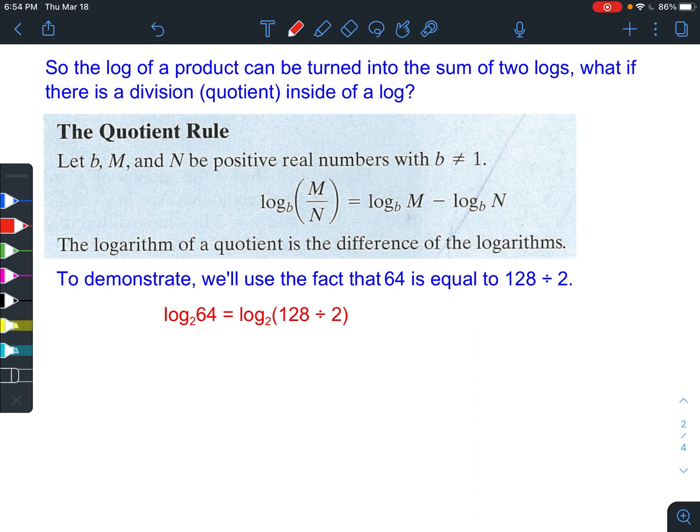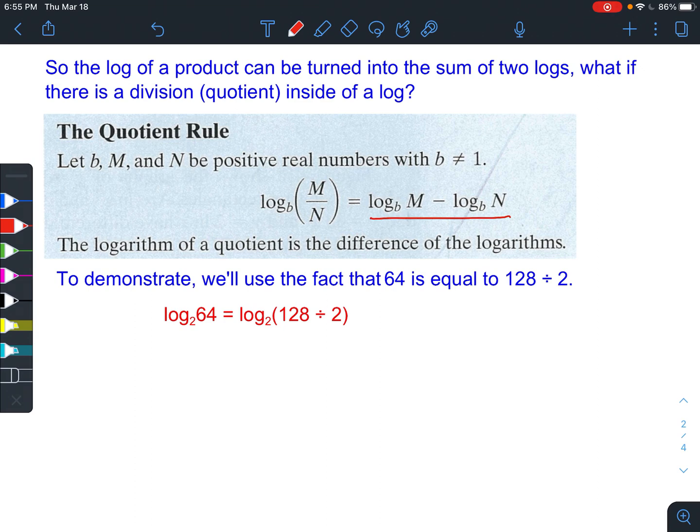However, what if there is a division or a quotient inside of a log? Well, we've got the quotient rule for that. So same thing if we've got b, m, and n are all numbers. Okay, it seems like based on our rule, the log of some kind of a quotient, or a division, is equal to log minus log. But notice it is log of the top minus log of the bottom. That is critical, the order, because you're subtracting. But anyway, at the bottom it says the log of a quotient is the difference of the logs. All right, cool. So we can turn a quotient inside of a log into log minus log.